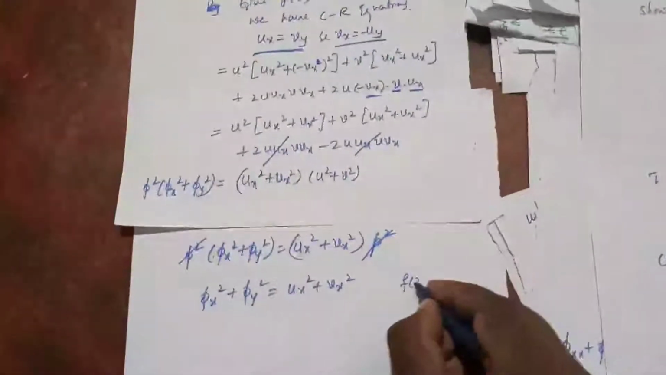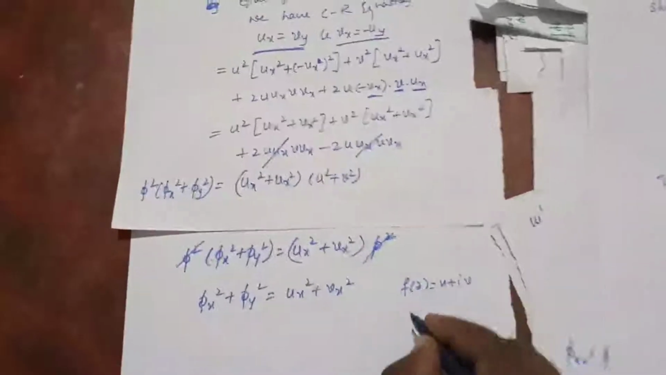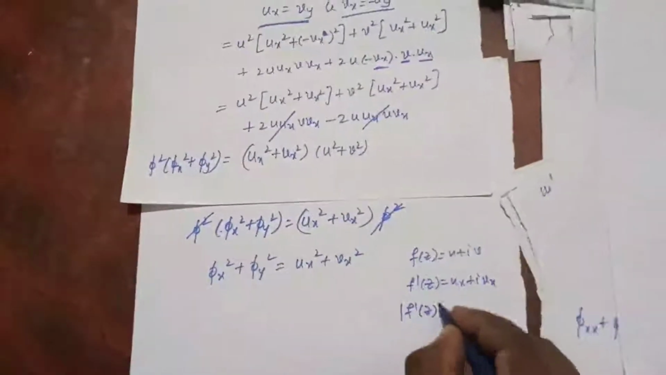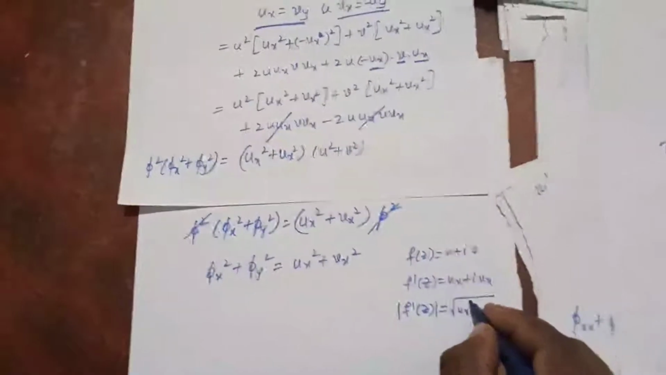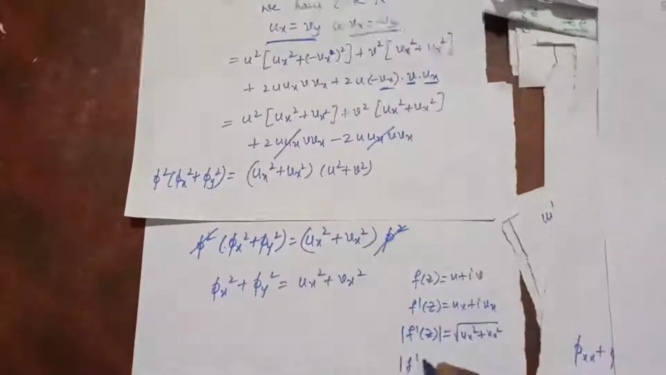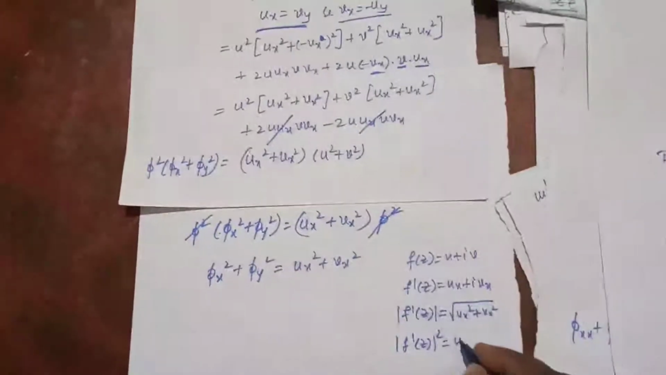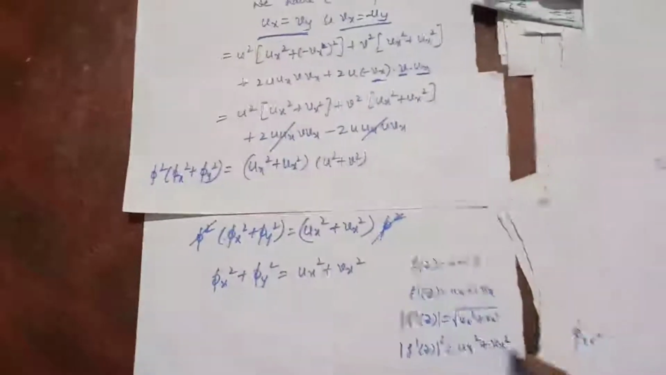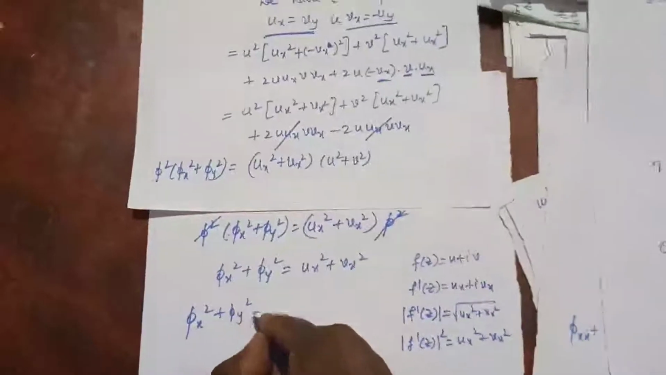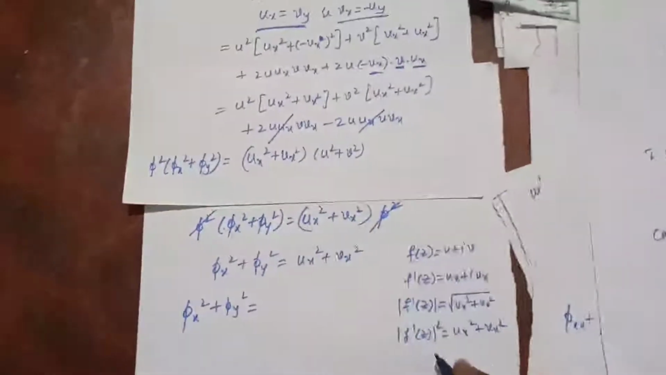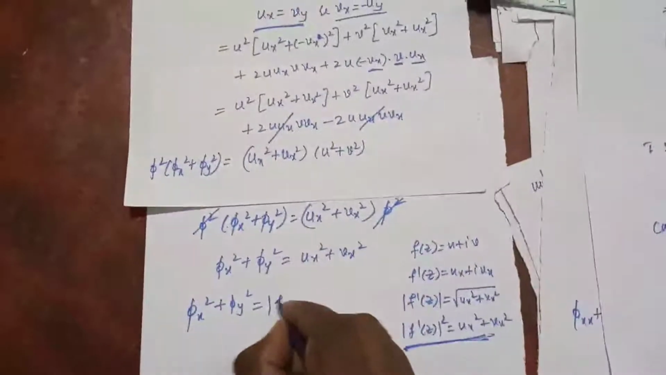Again, this is our f of z, u plus i v. Differentiate that: f dash of z is u x plus i v x. What is the modulus of f dash of z? Square root of u x square plus v x square. Squaring on both sides, modulus of f dash of z whole square is u x square plus v x square. Substitute that here: phi x square plus phi y square equal to modulus of f dash of z whole square. This is our required result.